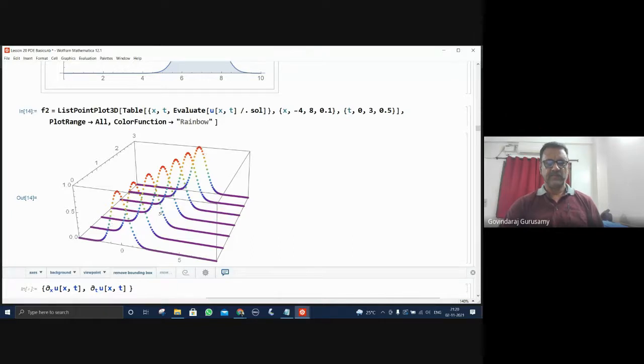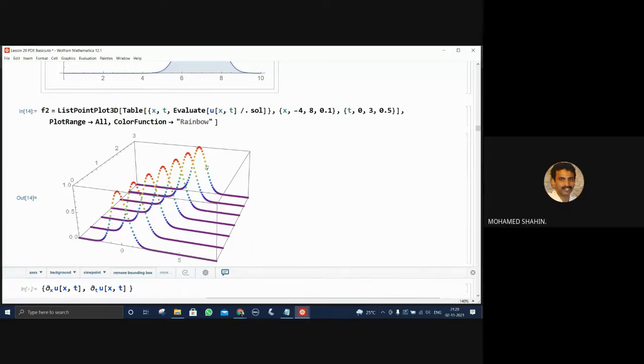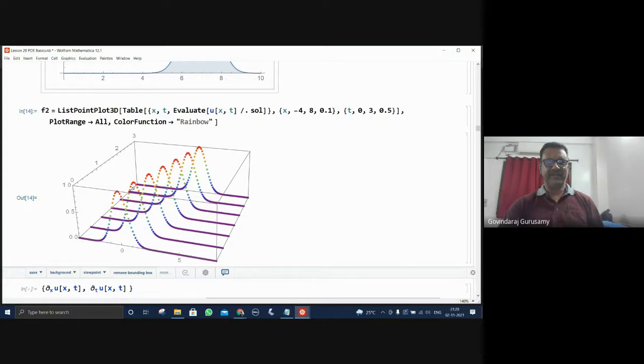Spread will be more, correct? Yeah. Height will be decreasing. So transport in the quantum situation is completely different, correct? Yes, sir. This height will be decreasing, full width half maximum also getting increased, and after a certain time, it will almost get dissipated.